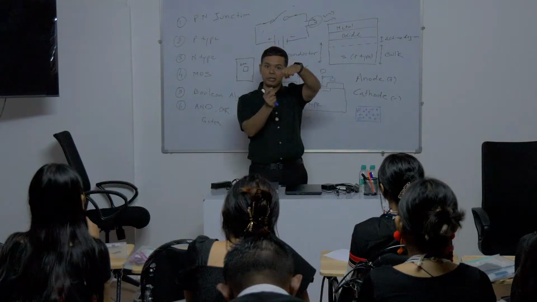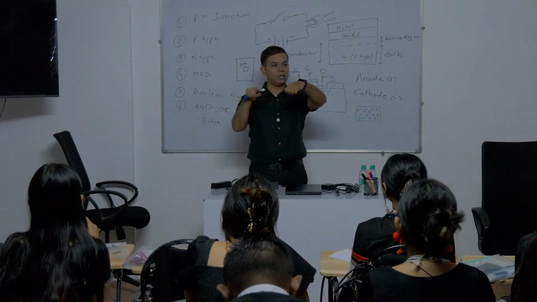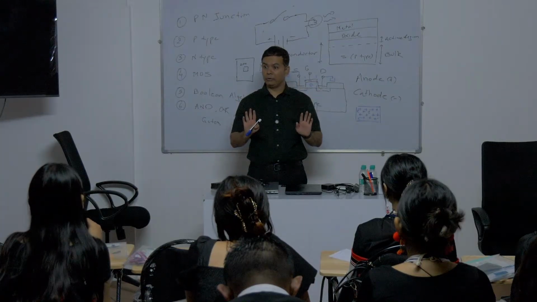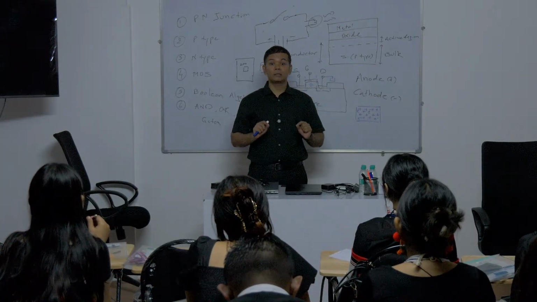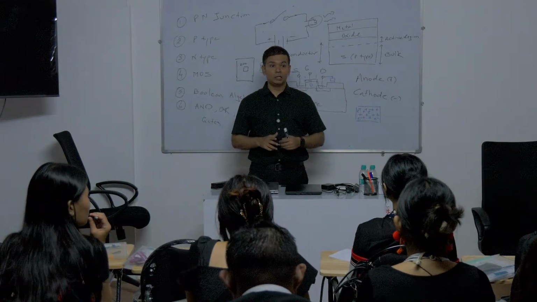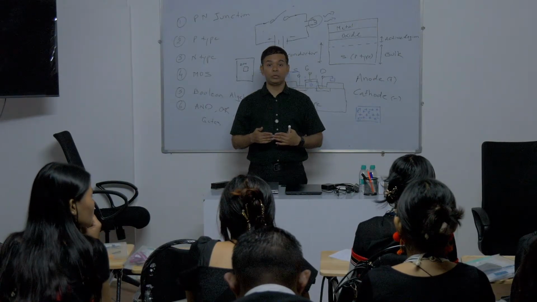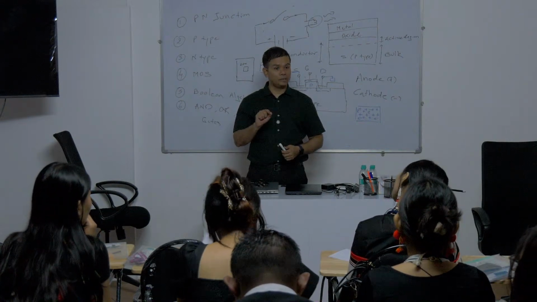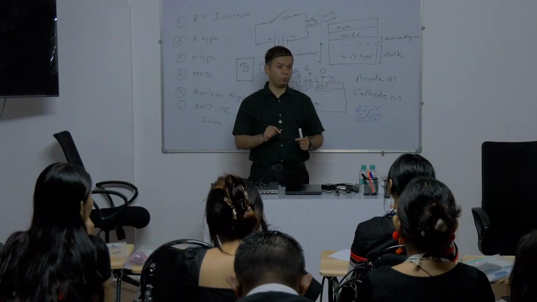Once the channel is there, we again start giving the voltage. Because of that, the current will start to flow. Hope you're understanding how your MOS device works, right? So this is both the PMOS and NMOS, and this PMOS and NMOS constitute your CMOS, which is complementary metal oxide semiconductor. This is very important for you to know, right?